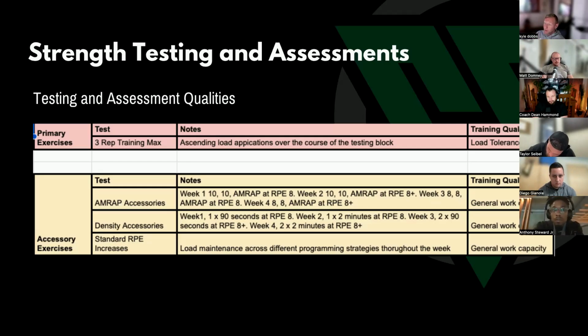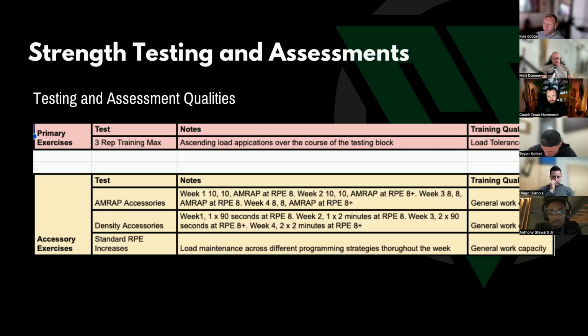And then for someone who's pretty novice, I'll just do standard load maintenance across different programming strategies, where you're going 3 sets of 12 at 7 to 8, 3 sets of 10 at 8, 3 sets of 8 at 8 to 9, 3 sets of 8 at 9, or whatever. Something that's way more traditional, and just see where they fall, and get them comfortable in the weight room.